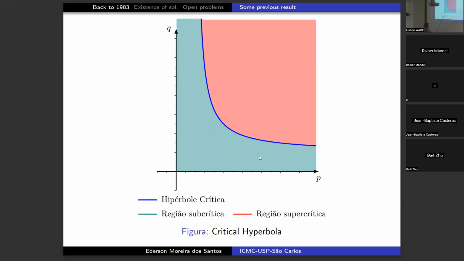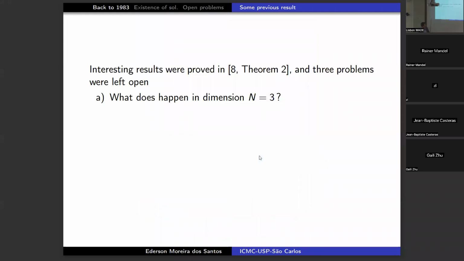I'm sorry, this is written in Portuguese. In blue, we have the critical hyperbola. The homogeneous Lane-Emden system is supercritical in this region here, and subcritical if (p,q) lies on this part, and on the blue line, it's critical. So this is how we classify Hamiltonian systems. Some interesting results were proved by Hulshof, Mitidieri, and others.